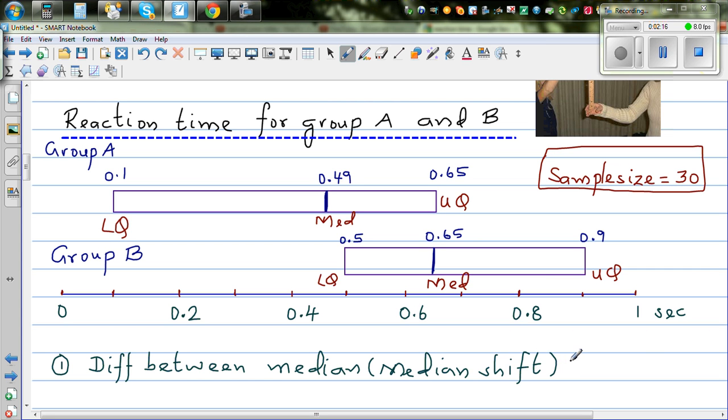So that is 0.65 minus 0.49. So that is 0.16 seconds. Okay, so now the big question is whether this difference is big enough to make the call or make the statement that group B has a larger or greater reaction time.